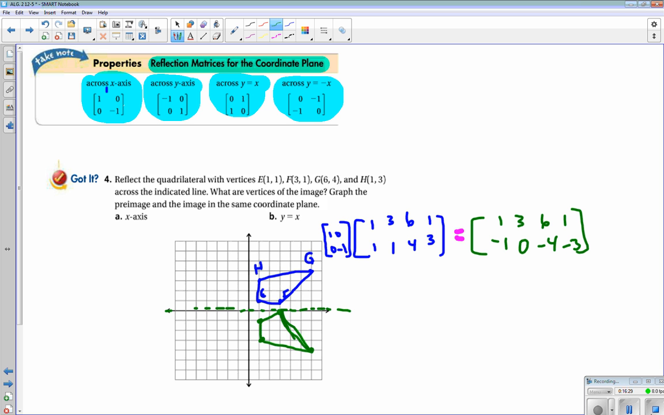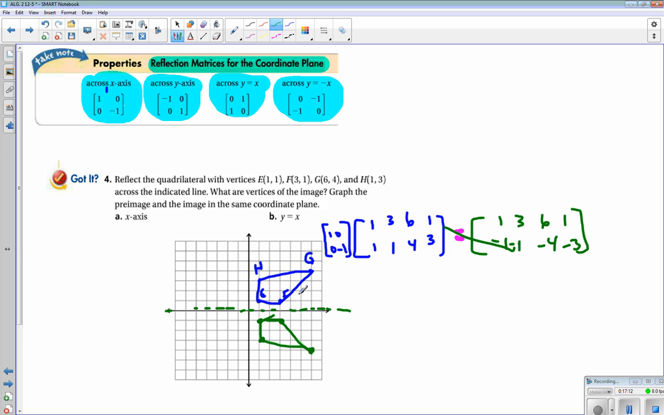Alright, I must have put something in my calculator wrong because it gave me an incorrect coordinate. So now that I have the correct coordinate, I'll change my picture a little bit. So if I have 1, -1. Oops, this is 3, -1. It's right here. There we go. And then 6, -4. Now we have a nice mirror image across the x-axis.